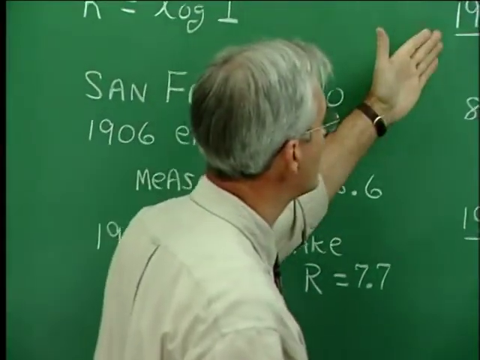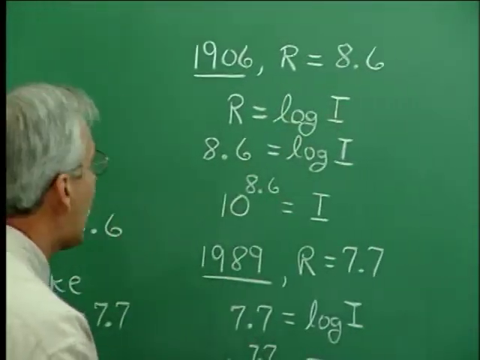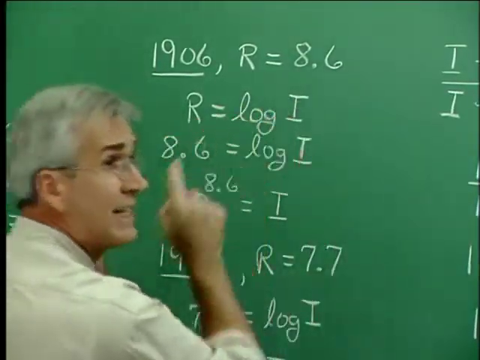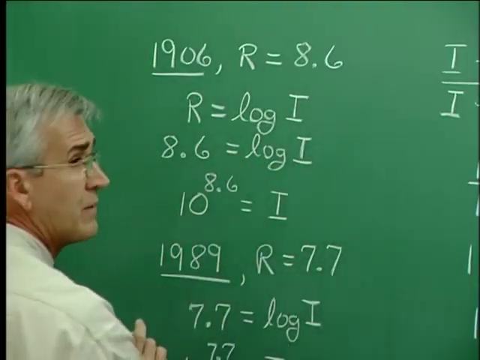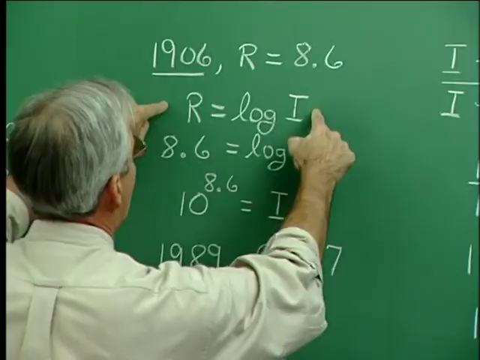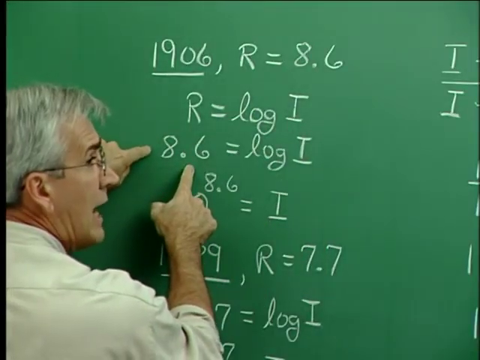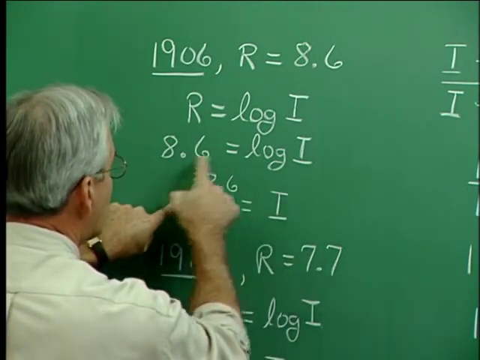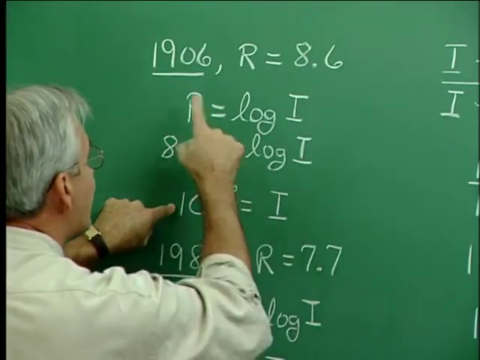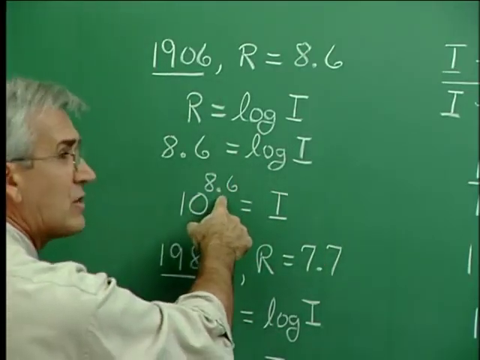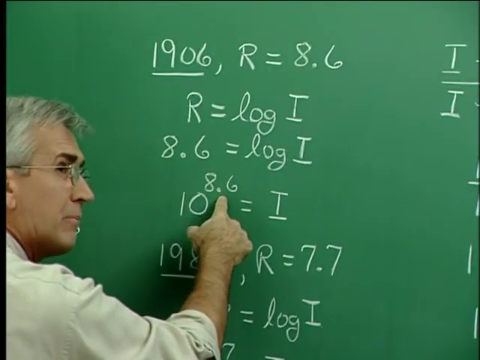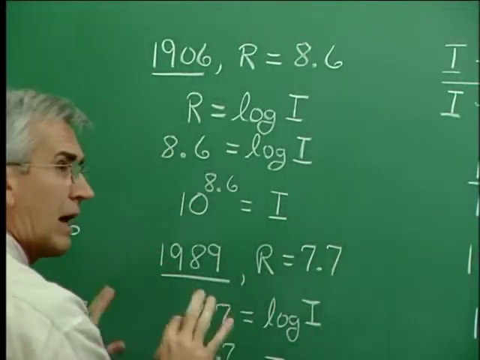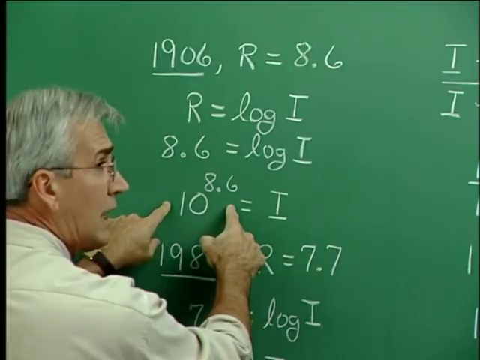In 1906, if the Richter number is 8.6 and R is calculated as the log of I, let's find the intensity of this earthquake in 1906. To do that, we'll go from our model here and replace R with 8.6 and go into the exponential equation. 10 to the 8.6 is equal to I. So I, the intensity of that earthquake, is 10 to the 8.6. A big number. We can put it on the calculator and see all of the digits, but I don't think it's necessary here. We know this to be a really large number.